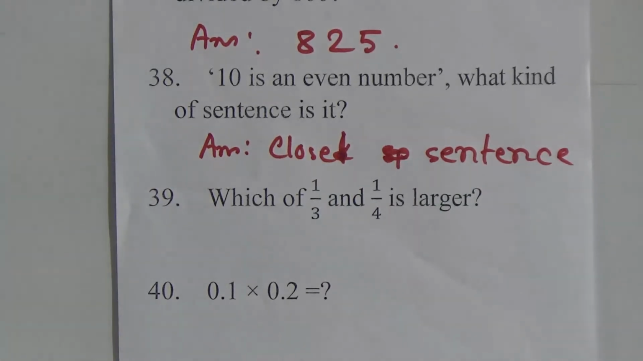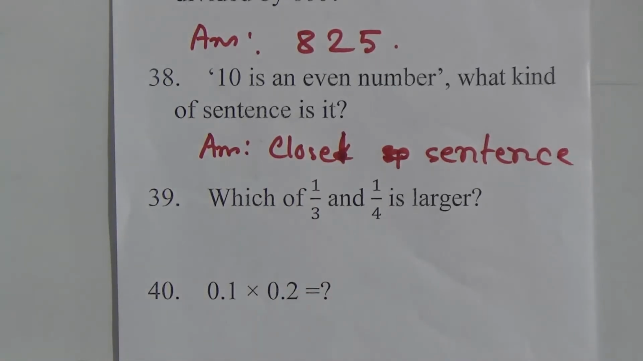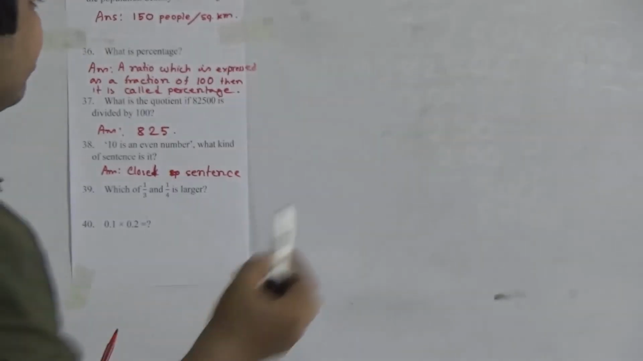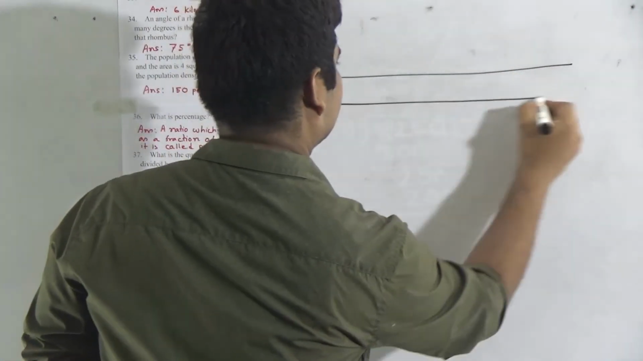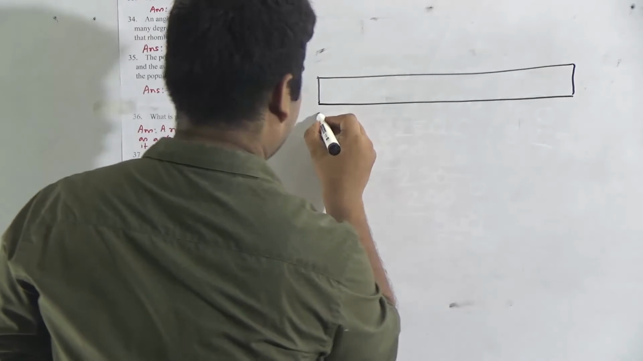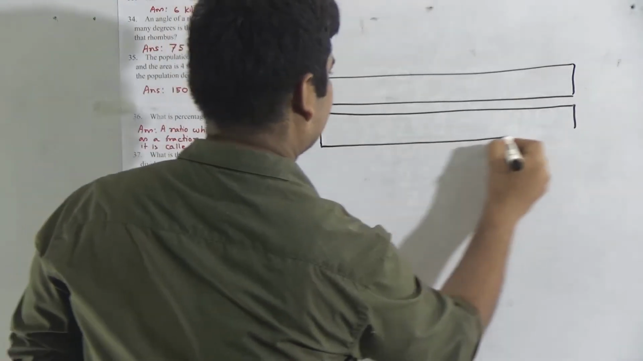Okay. Which of 1 by 3 and 1 by 4 is larger? That means two fractions are given. One is 1 by 3 and another is 1 by 4. We need to find out which fraction is the larger fraction. Dear student, notice, we draw two rectangles, two equal length rectangles. Okay.